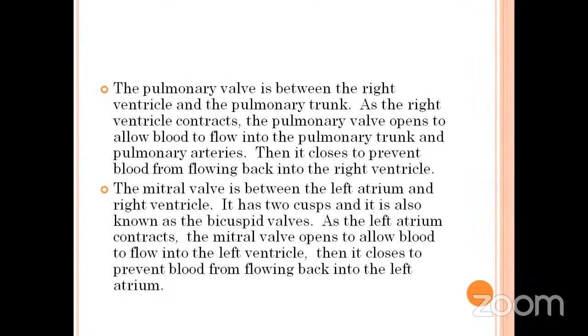The mitral valve is between the left atrium and left ventricle, and it has 2 cusps, and it's also known as the bicuspid valve. As the left atrium contracts, the mitral valve opens to allow blood to flow into the left ventricle. Then it closes to prevent blood from flowing back into the atrium.